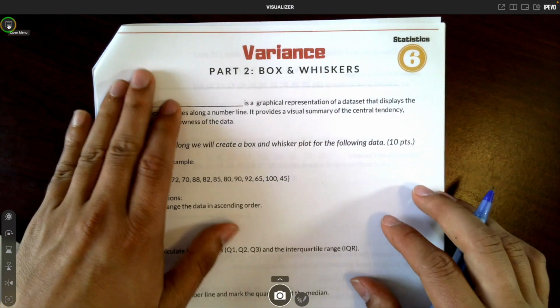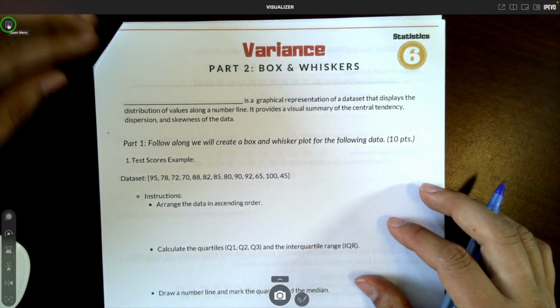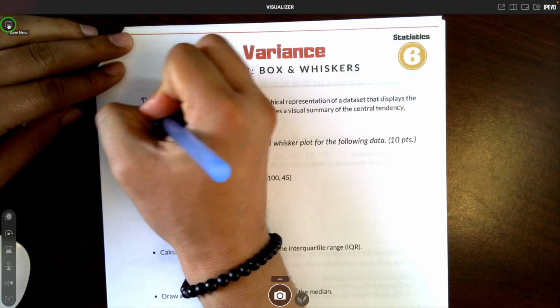We're now gonna move on to box and whisker plots. A lot of people just call these box plots.